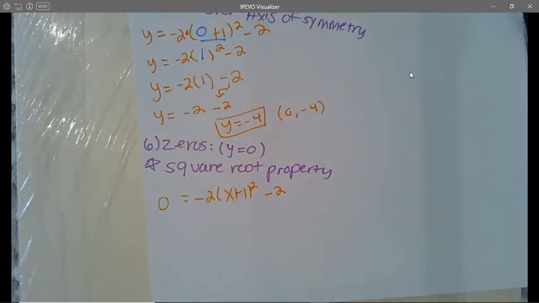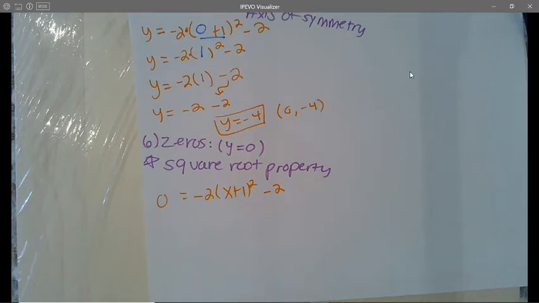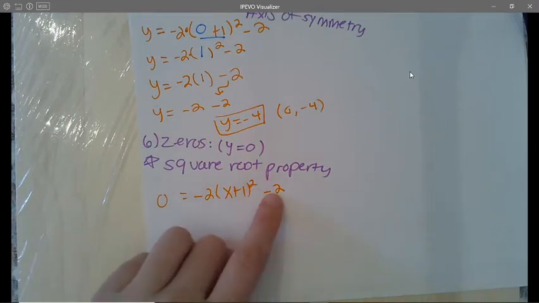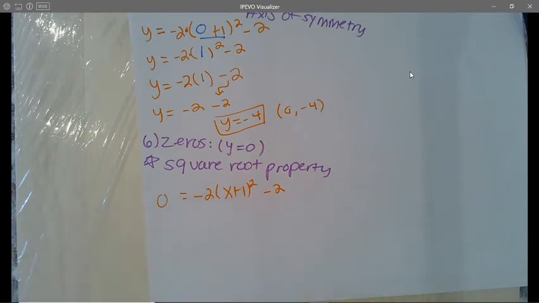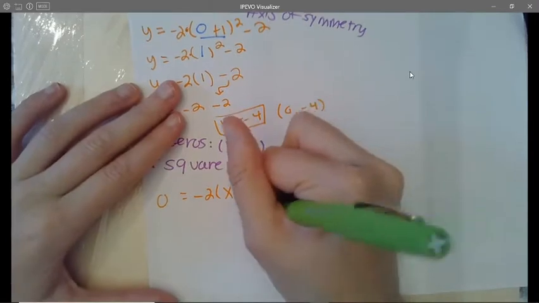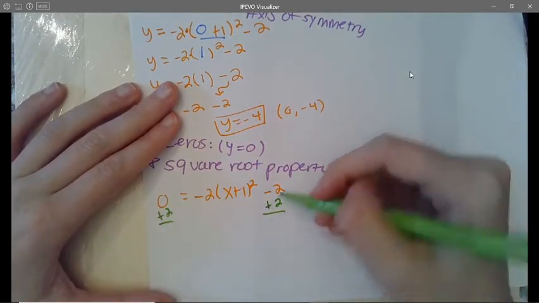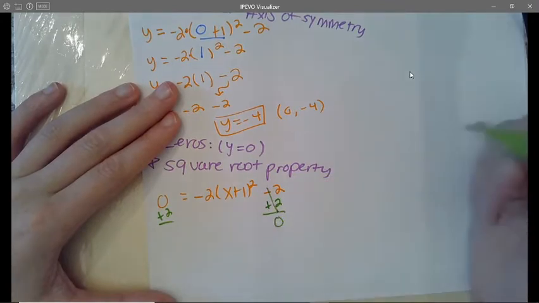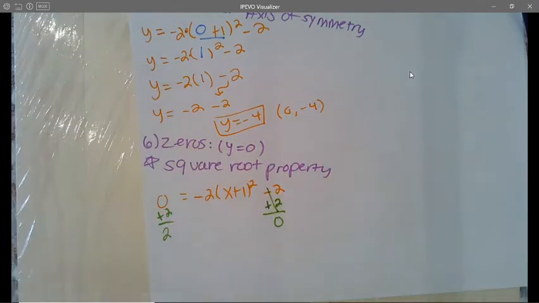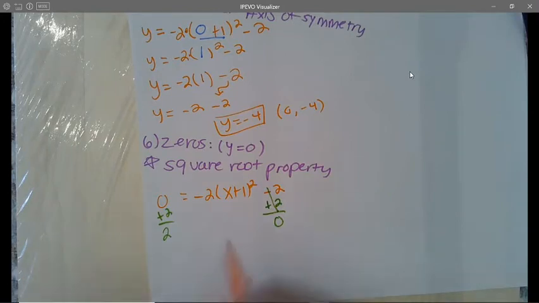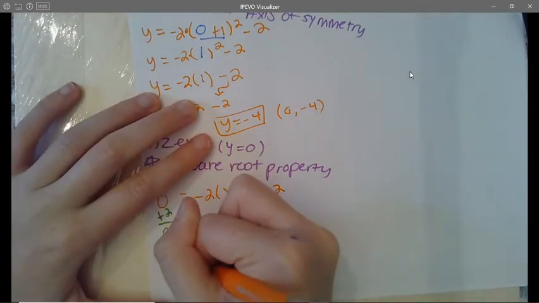Okay, let's solve this thing for x. So the first thing we're going to do is move the -2 over to the other side, which the way you do that is by adding it on both sides. So I'm going to add 2 on both sides. -2 plus 2 will cancel and turn to 0. 0 plus 2 is 2. So I have 2 equals -2 times x plus 1 squared.